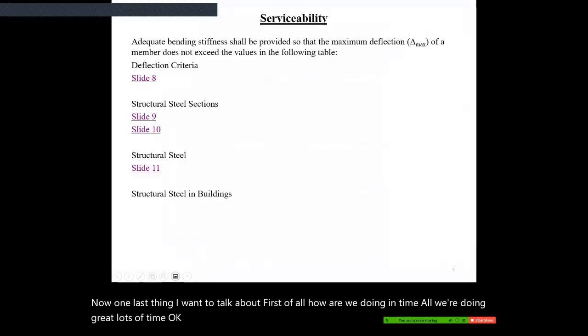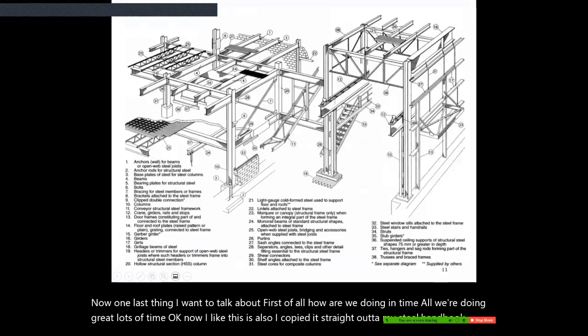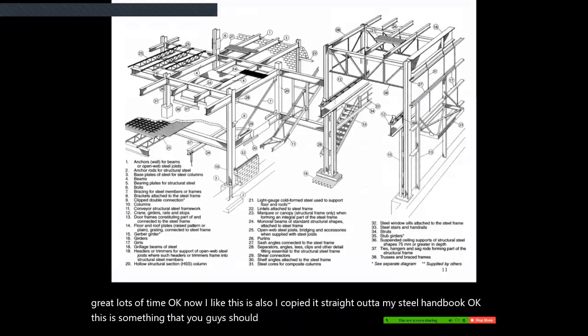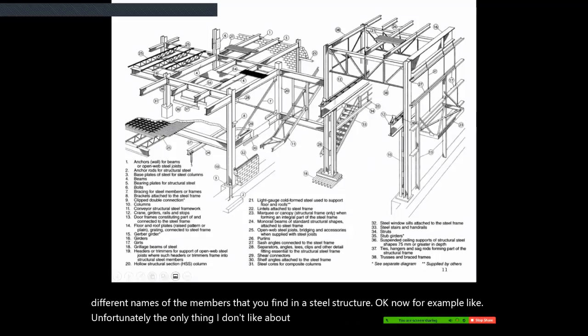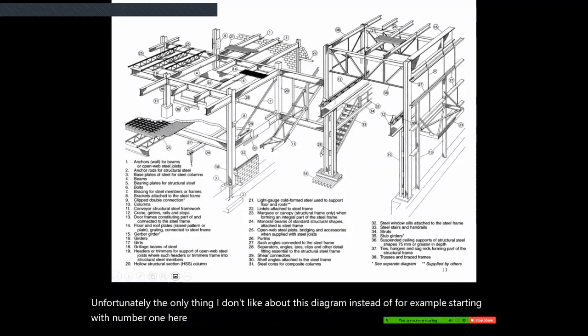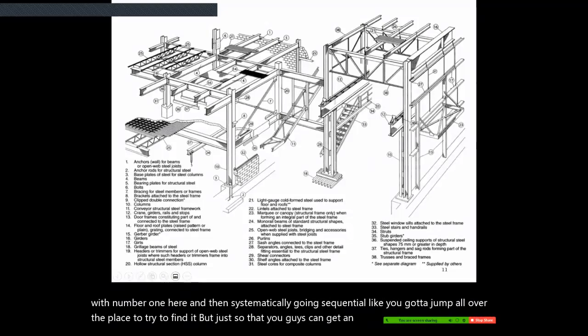Now, this is also something I copied right out of my steel handbook. This is something that you should get familiar with. It's a good glossary of the different names of the members that you find in a steel structure. Unfortunately, the only thing I don't like about this diagram is that instead of starting with number 1 and going sequentially, you have to jump all over the place to find things. But it gives you an idea of the glossary of a steel building.